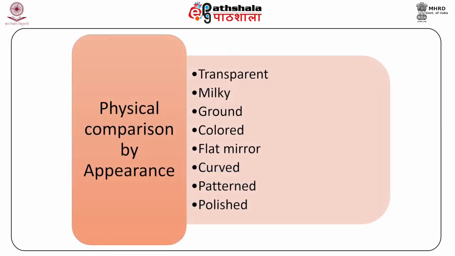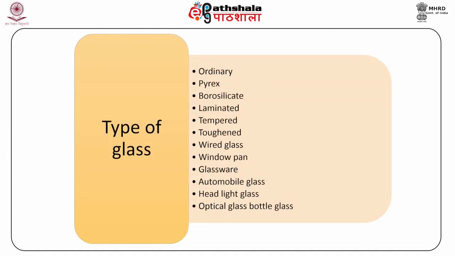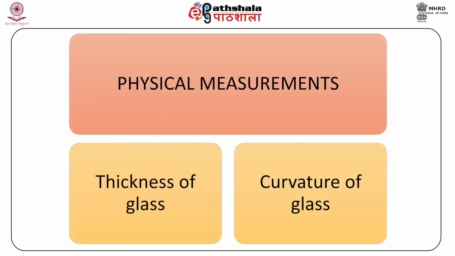By appearance, it could be transparent, milky, ground, colored, flat, curved, patterned, or polished. Now, let us see types of glasses. Ordinary, Pyrex, borosilicate, laminated, tempered, toughened, wired glass, windowpane, glassware, automobile glass, headlight, and optical glass, etc. Then comes physical measurement. This includes mainly two parameters, namely the thickness and curvature of glass pieces.